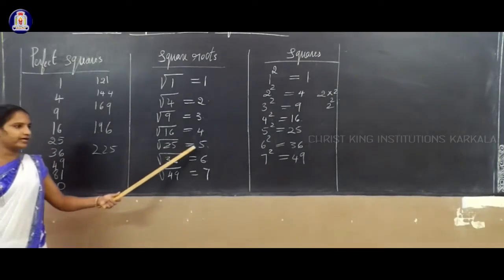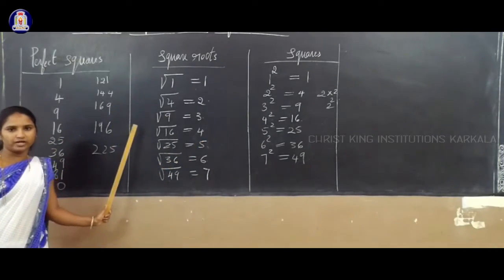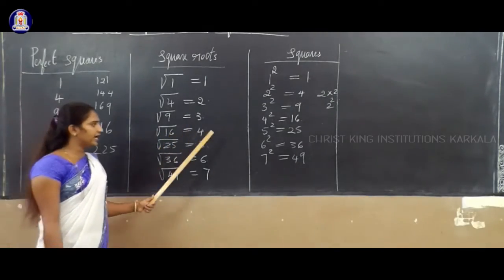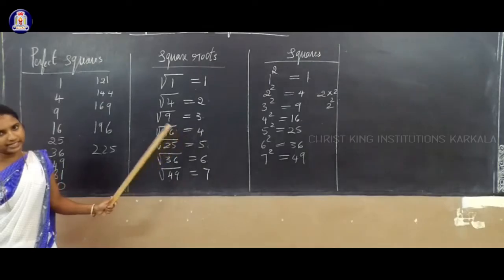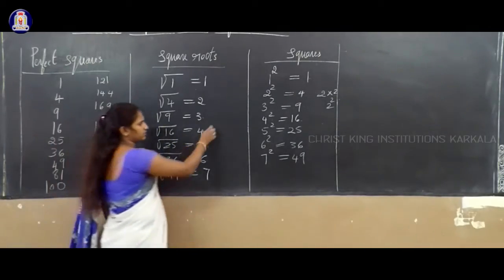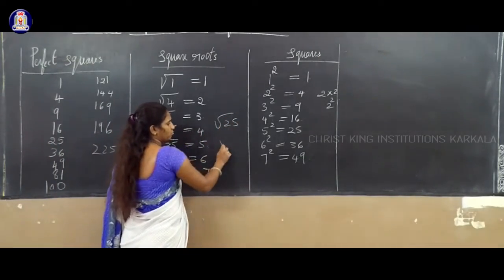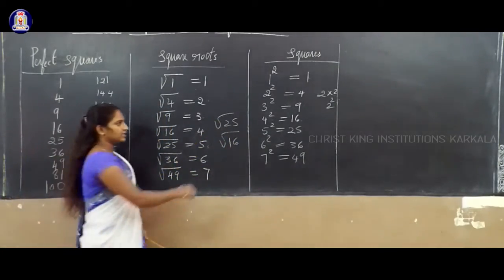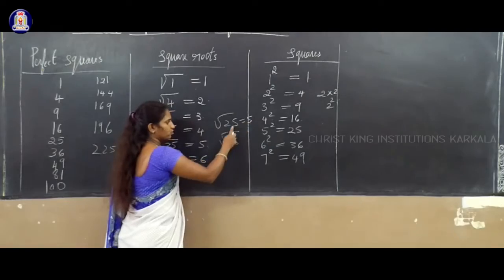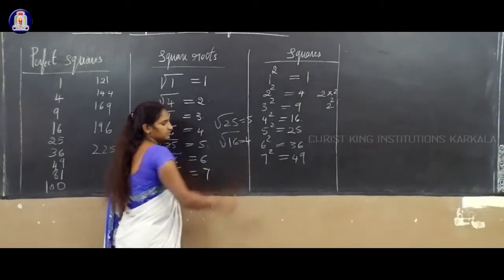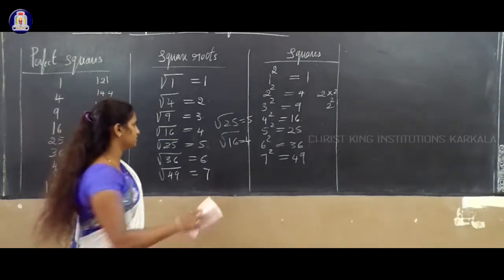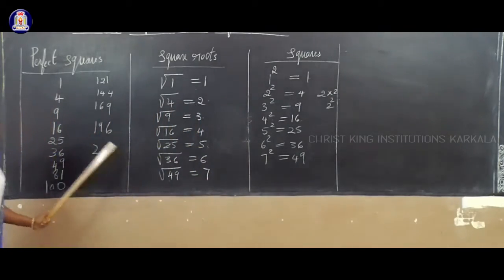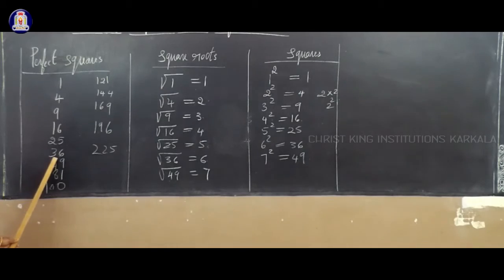So root 25 answer 5. In any sum if you get root 16, you can write the 4. If you get root 25 or root 16, we can write the answer directly. Root 25 is 5 and root 16 is a 4. Clear? So these are perfect squares. Next one, 36 is perfect.